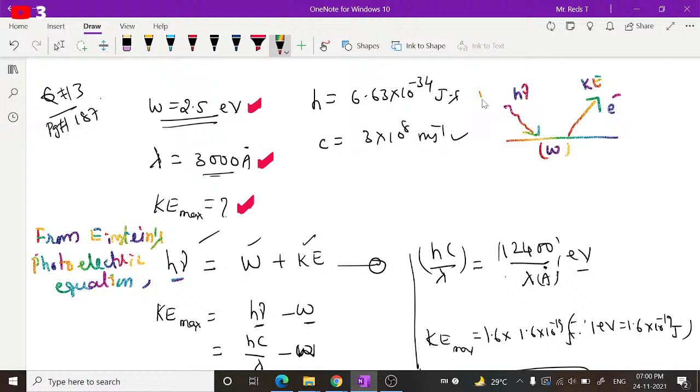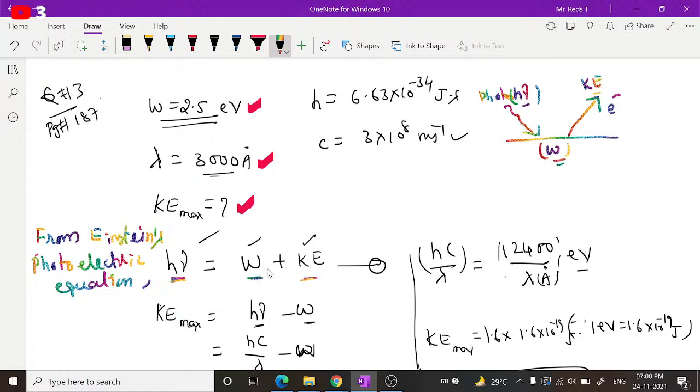In photoelectric emission, the photon is giving energy to the electron, not a fast moving electron giving to another electron. If a highly energetic electron forms and gives energy to another electron, that is secondary emission. This is photoelectric emission: a photon is giving energy to the electron. So h nu is equal to work function plus kinetic energy.